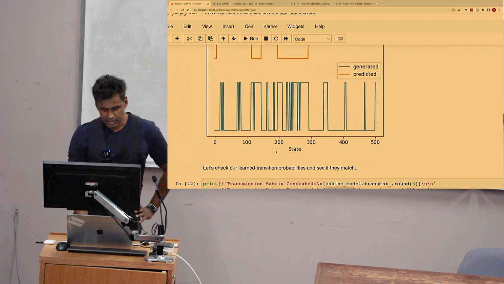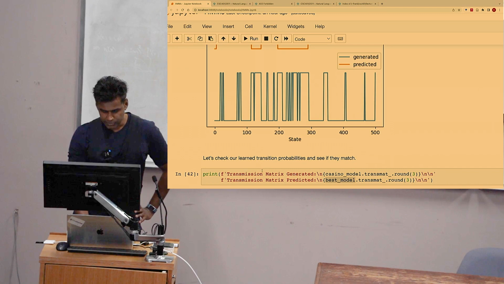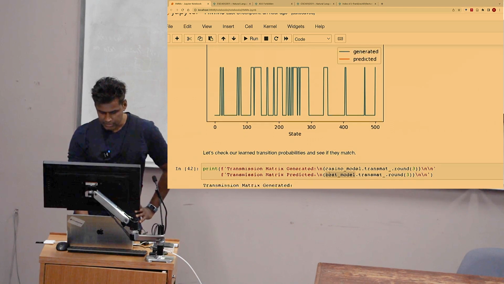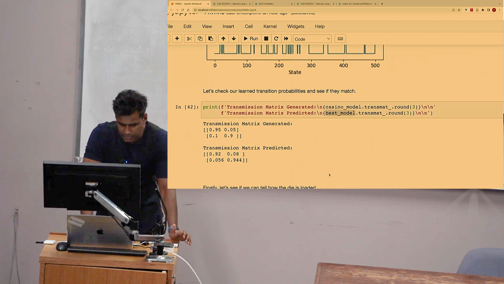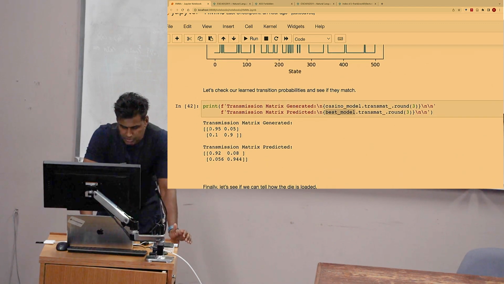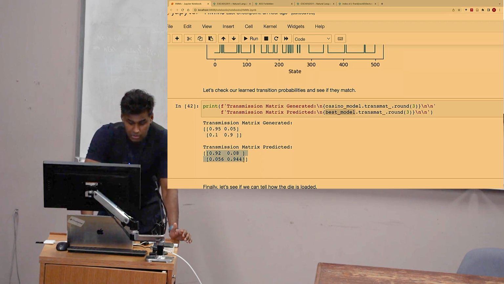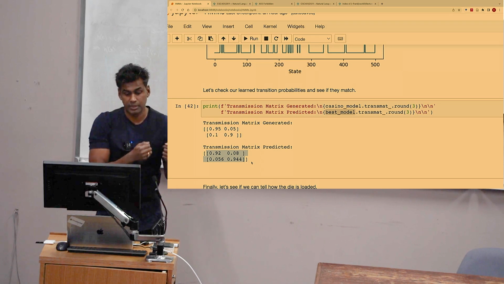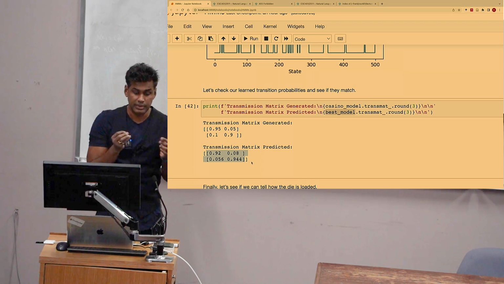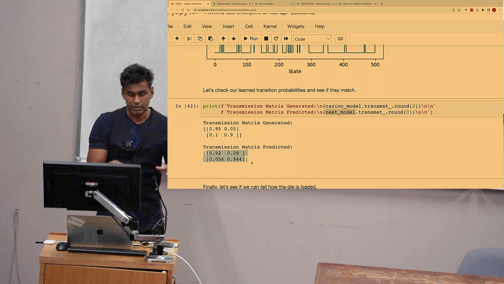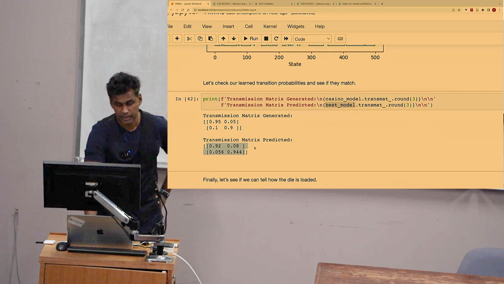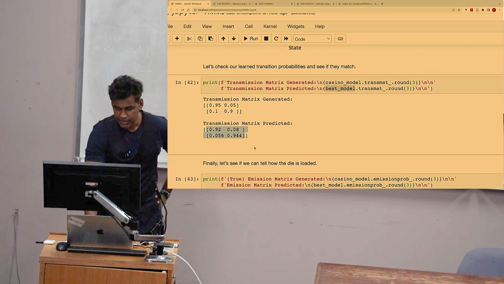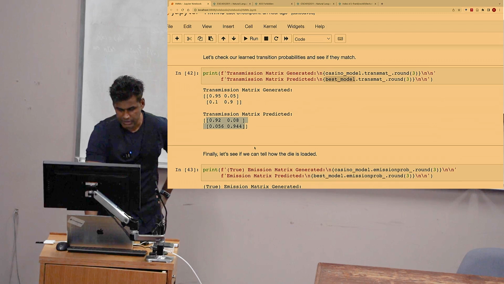What's important to see is the predicted transition matrix. This is the true transition matrix that we started with in the figure. And after training, this is our model's predicted transition matrix. As you can see, this is pretty close. We can easily guess that there are two states and something fishy going on, and it's very close to the actual true transition matrix.